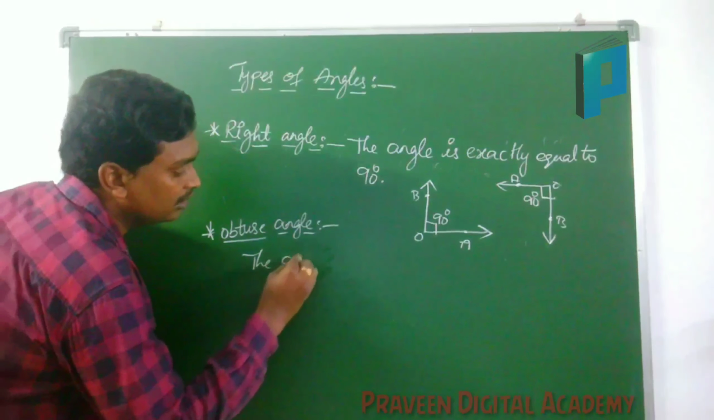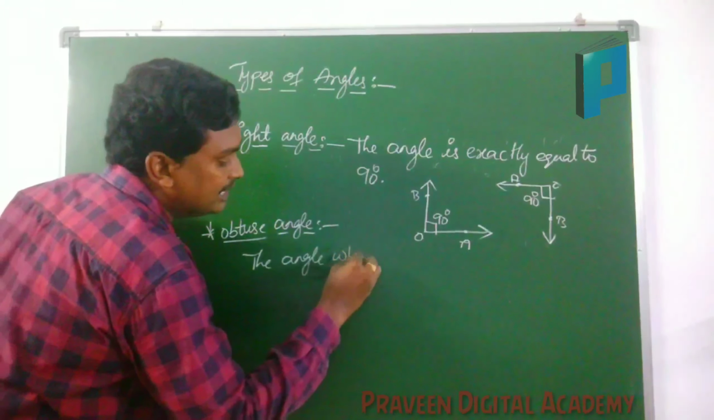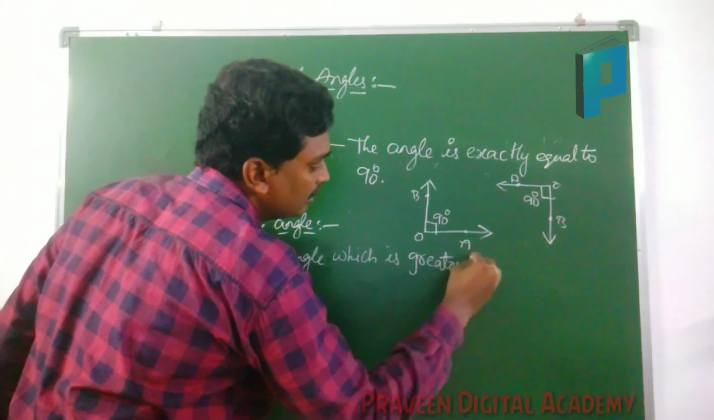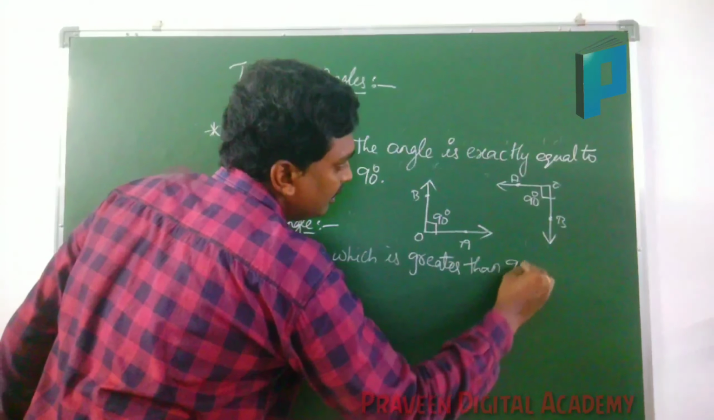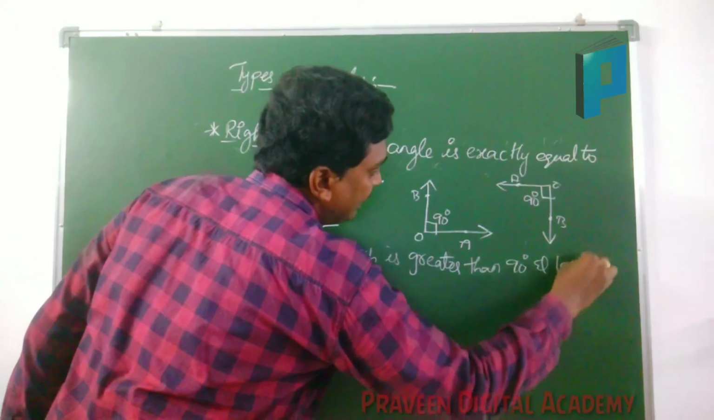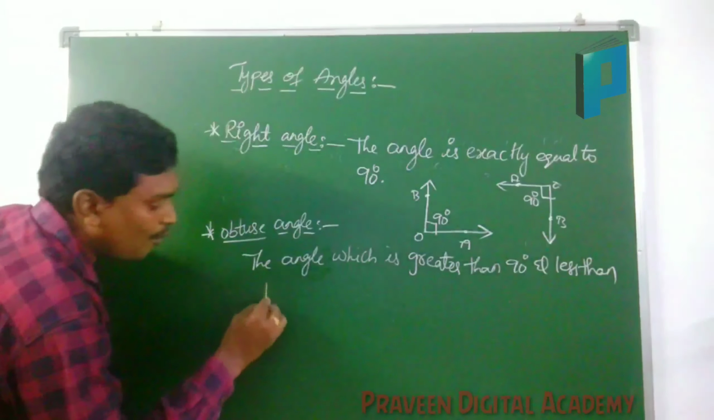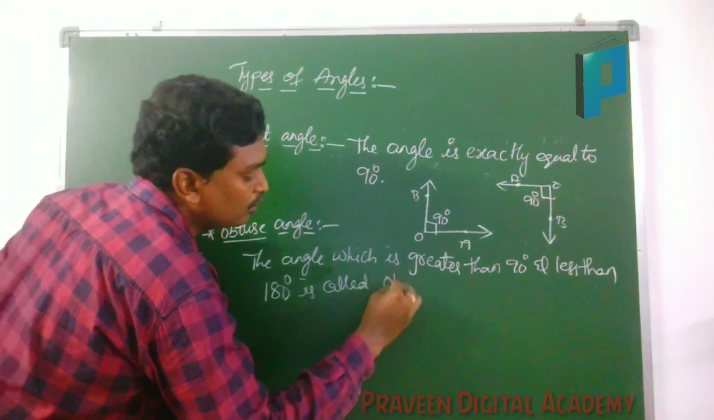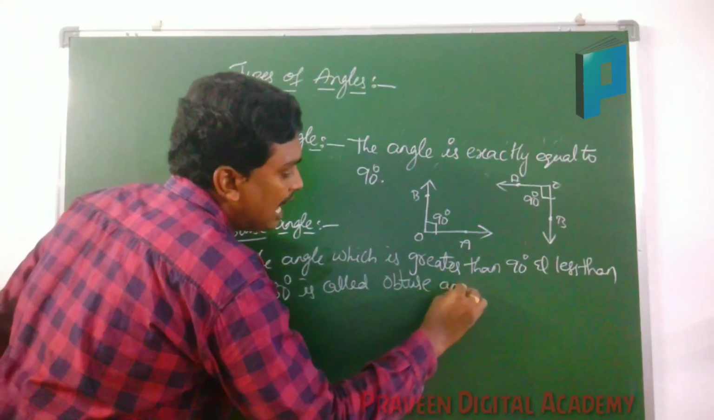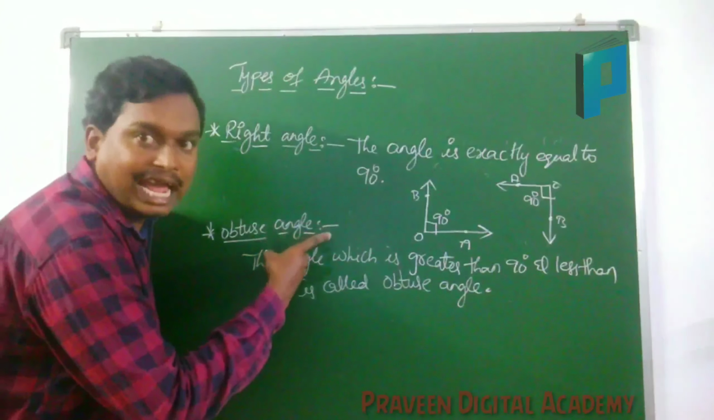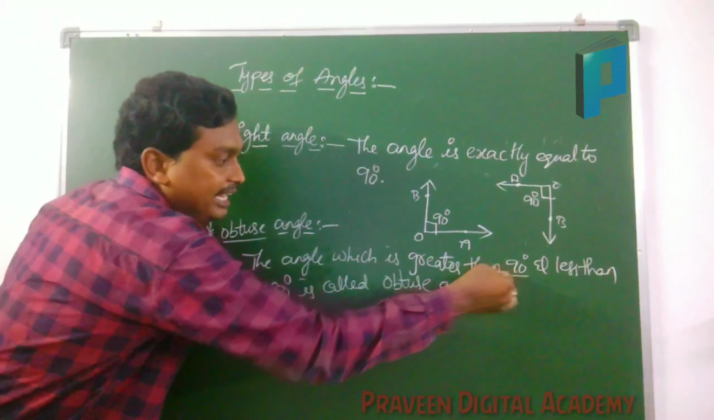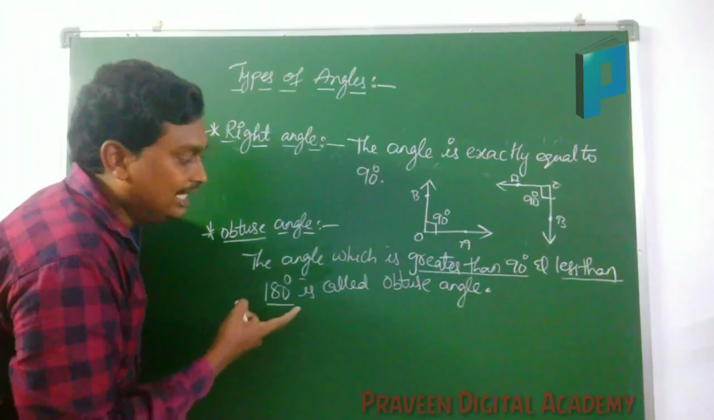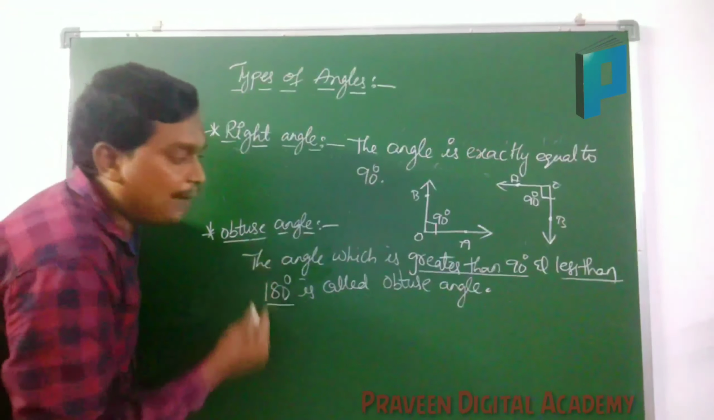The angle which is greater than 90 and less than 180 is called obtuse angle. Here the obtuse angle should be greater than 90 and also should be less than 180. Such kind of angle we will call as an obtuse angle.